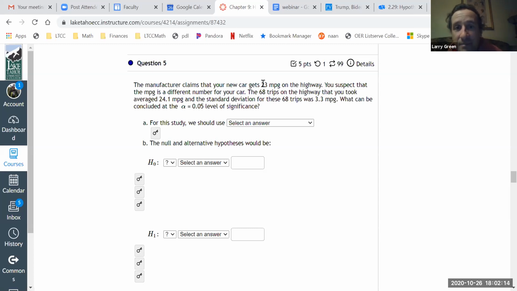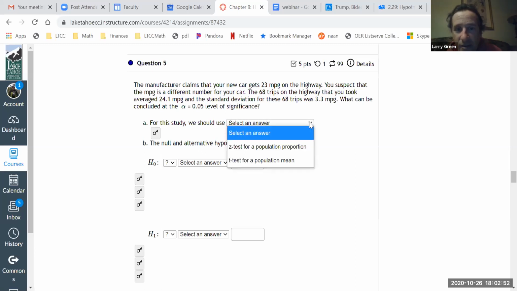By the way, is that different than 23? Is that different? Yeah, but this is a sample. So you got to be careful about saying, because the sample is different, the population's different. You can't go there yet. We'll find out. And the standard deviation for these 68 trips was 3.3 miles per gallon. What can be concluded at the 5% level of significance? Any questions on the question?